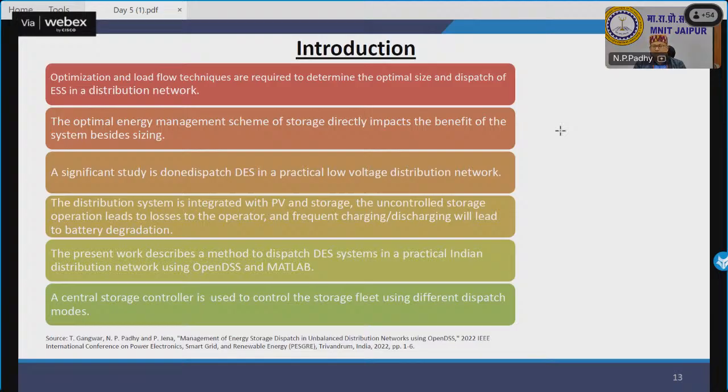That is the reality. A significant study: the distribution system is integrated with PV and storage. The uncontrolled storage operation leads to losses to the operator, and frequent charging, discharging will lead to battery degradation. The present work describes a method to dispatch DS system in a practical Indian distribution network using OpenDSS and MATLAB. So one can do it with MATLAB, one can do it with OpenDSS, depending upon how you like to evolve. So a central storage controller is used to control the storage fleet using different dispatch modes.